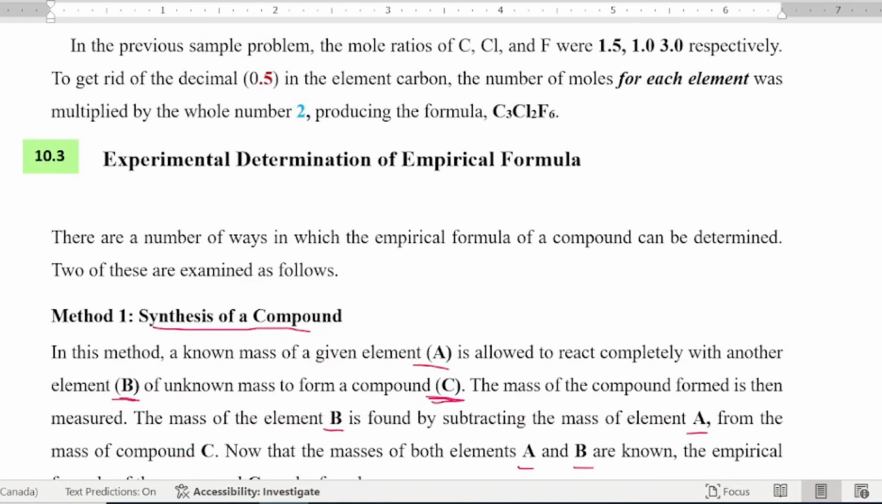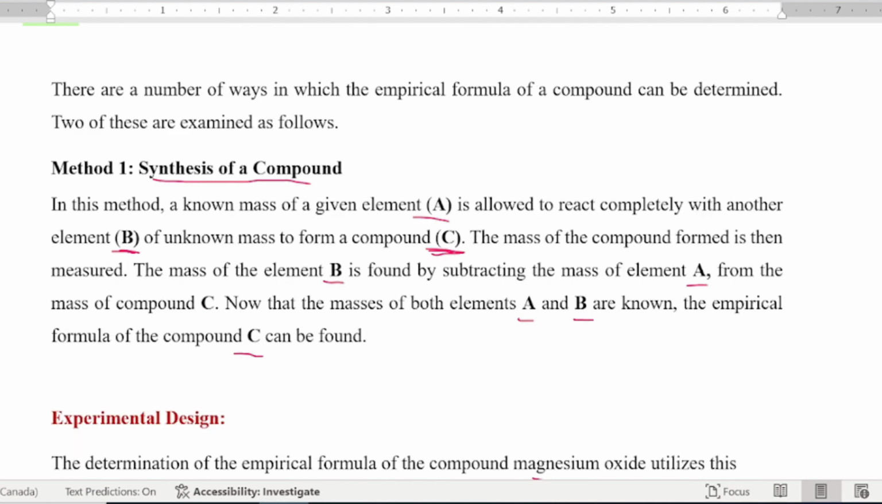The next thing is we'll show how the empirical formula of a compound can be determined experimentally. One of the methods of doing that is the synthesis method. In this method, a known mass of an element, A, is allowed to react completely with another element, B, of a known mass to form a compound, C. All right? The mass of the compound formed is then measured.